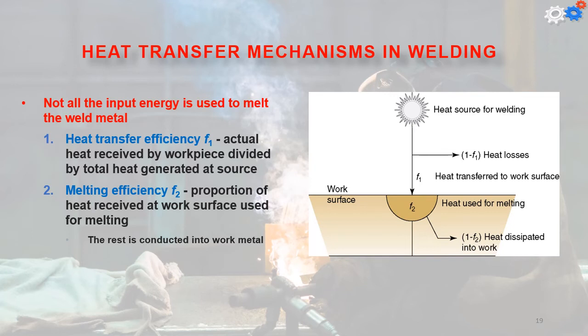Not all the input energy is used to melt the weld metal. First, we have the heat transfer efficiency, f1, which is the actual heat received by the workpiece divided by the total heat generated at the source. The melting efficiency, f2, is the proportion of the heat received at the work surface used for melting. The rest of the energy is conducted into the work metal.